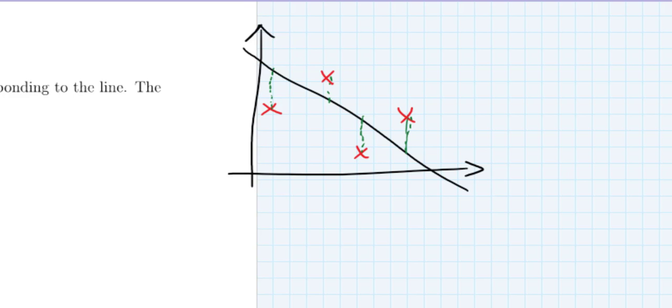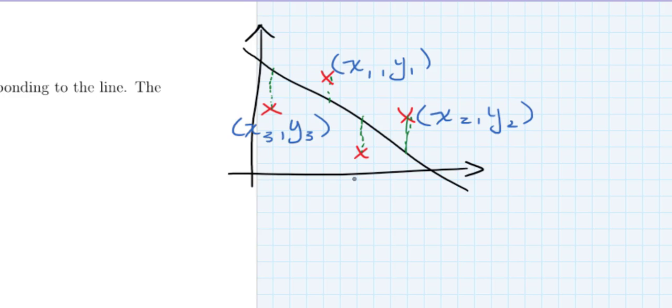But remember that each point on a Cartesian plane can be notated as x1, y1, okay? And so maybe this point is x2, y2, and this point is x3, y3, and this point is x4, y4. Okay. So we're looking at these points and what's happening at this line, okay?